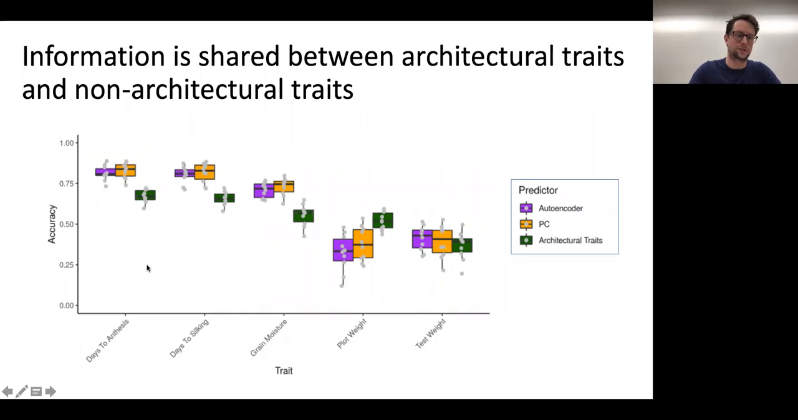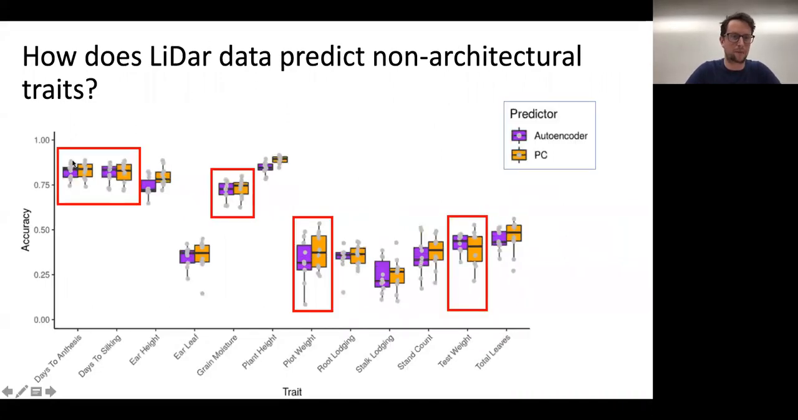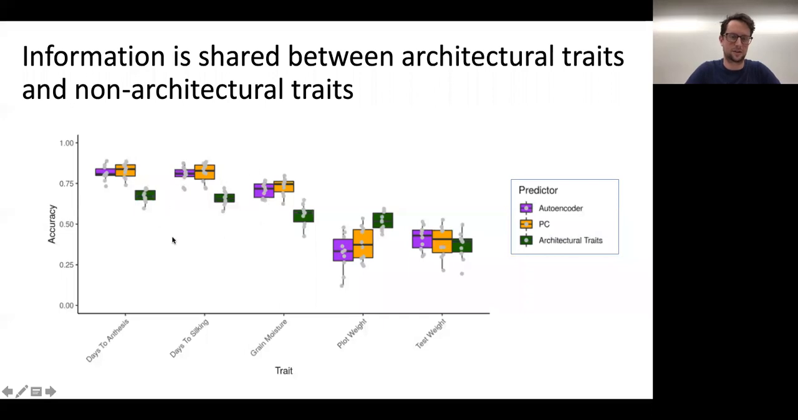And we see similar prediction accuracies, regardless of whether you use these latent phenotypes to predict non-architectural traits or other architectural traits to predict them. So there's no black magic going on that we're able to predict things like flowering time from LiDAR data. It's just that there's shared signal between these physical plant architecture traits and things like flowering, grain moisture, et cetera, et cetera.